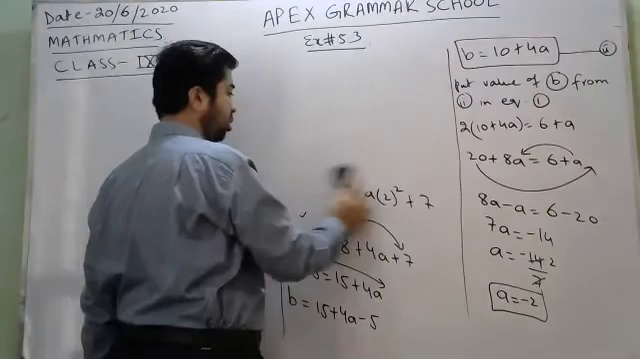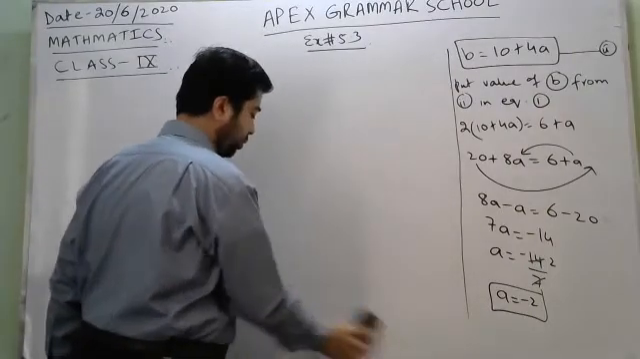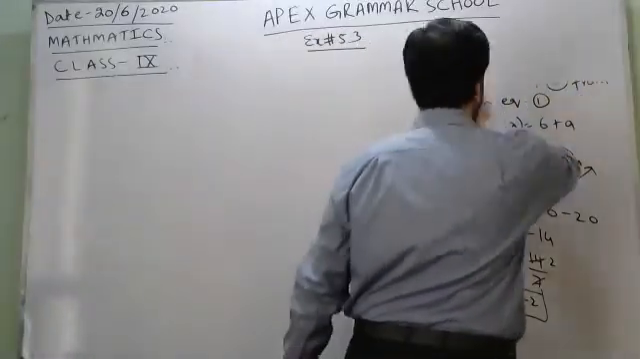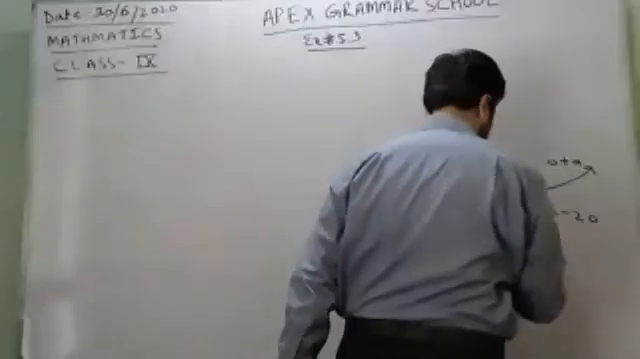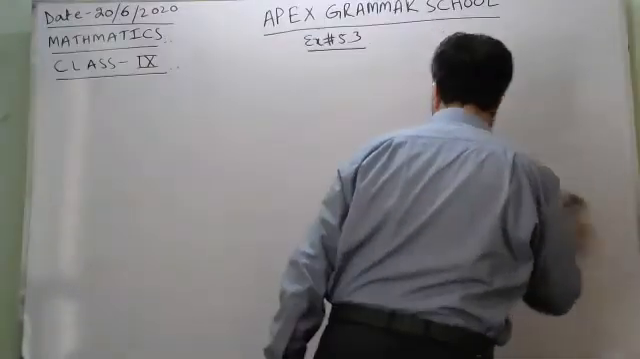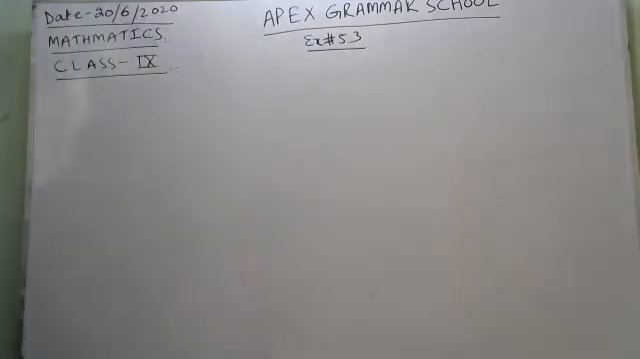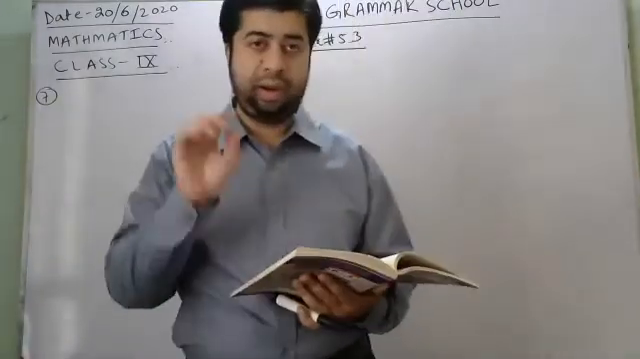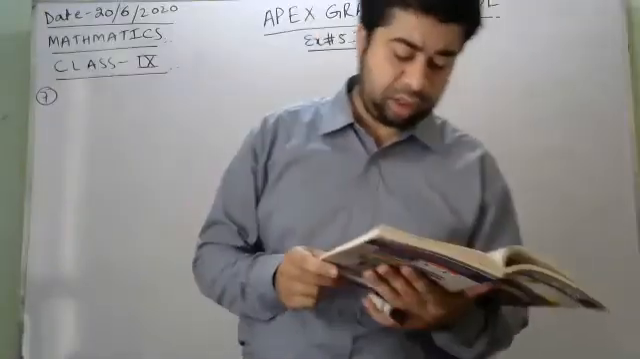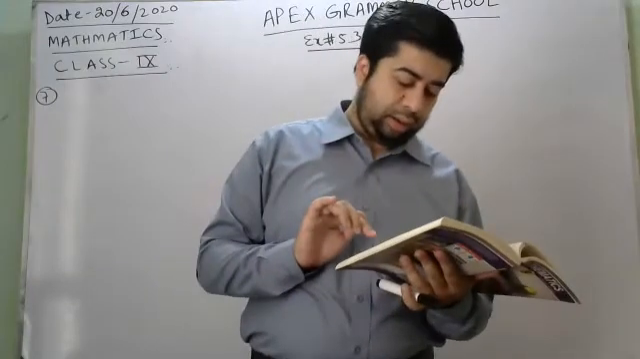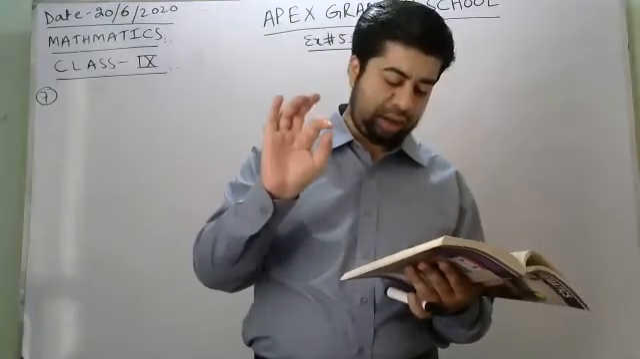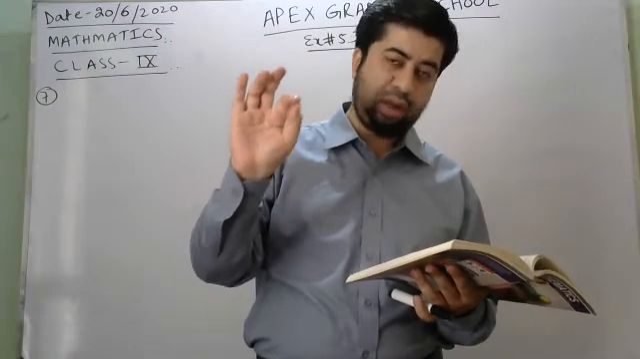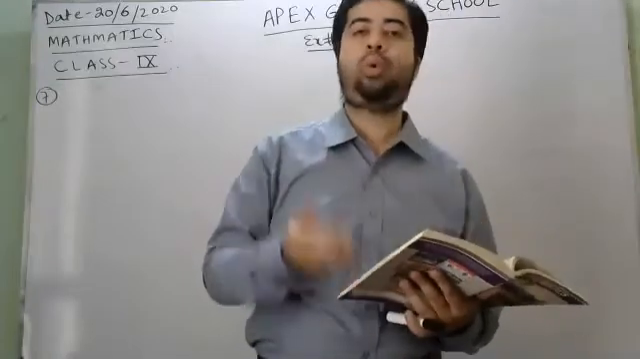Question number 7 is also the long question. Question number 7. Just open page number 109 and read the question number 7 properly. The question number 7 statement is: polynomial x cube plus lx square plus mx plus 24. What is the polynomial here?